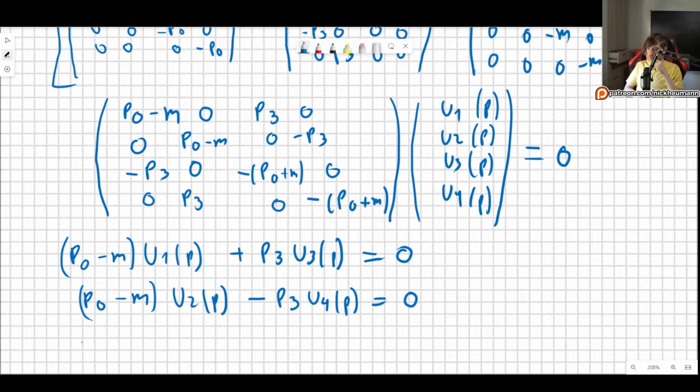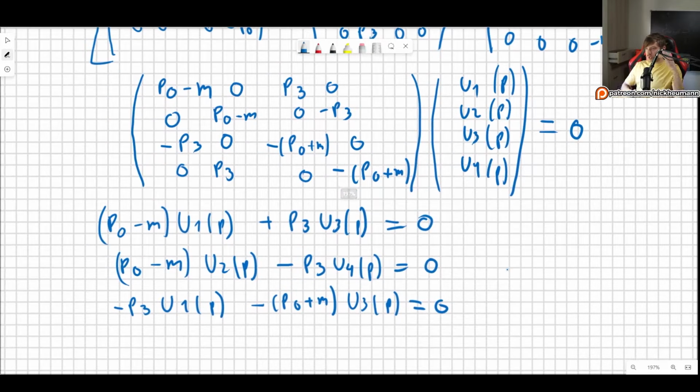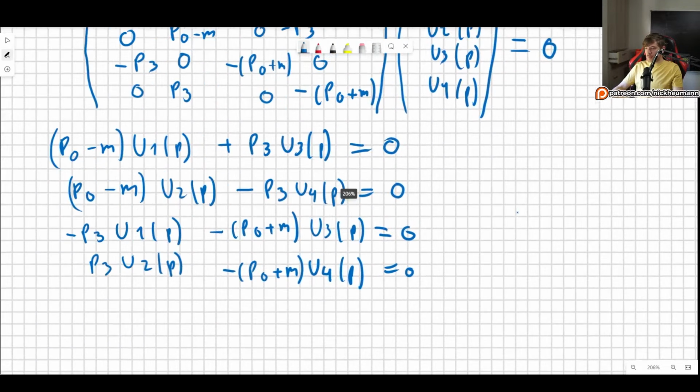Now we go to the third equation, where we have minus P3 U1, and then 0 times U2, and minus P0 plus M times U3 of P is equal to 0. And finally, in the last equation, we have 0 times U1, P3 times U2, and then 0 times U3 and minus P0 plus M times U4.